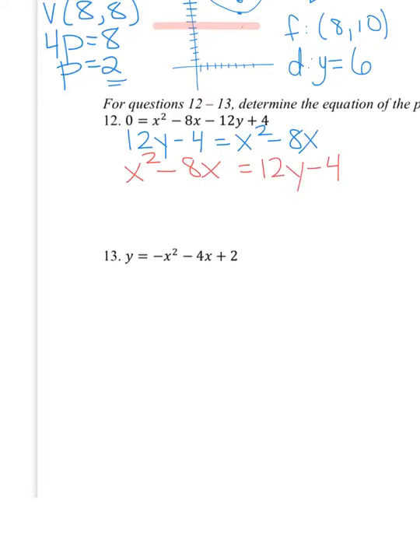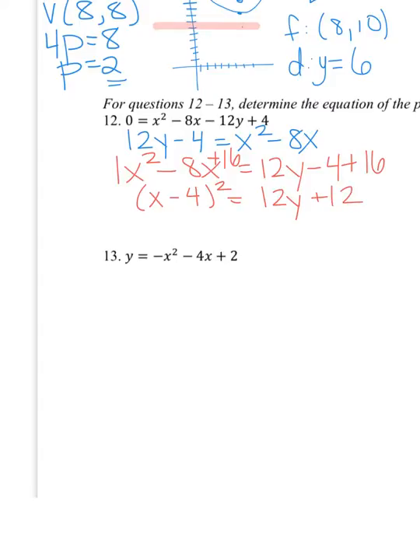Right? x equals 3 is the same thing as 3 equals x. So now my a value is a 1, so I can go right into completing the square. So this is x minus 4 squared, right? Half it. Now square it. Negative 4 squared gives me a 16, and I'm going to add that back. So on the right side I have 12y, and then negative 4 plus 16 is a plus 12.